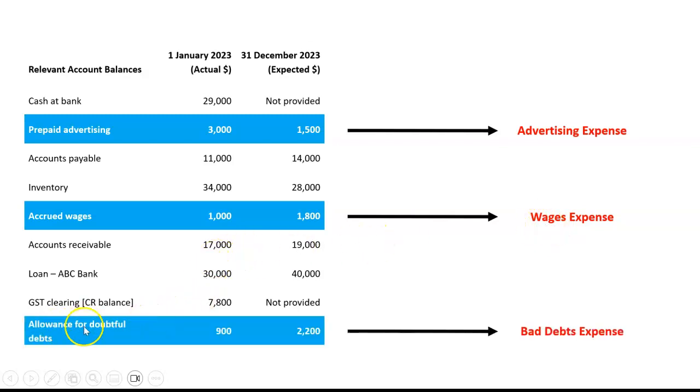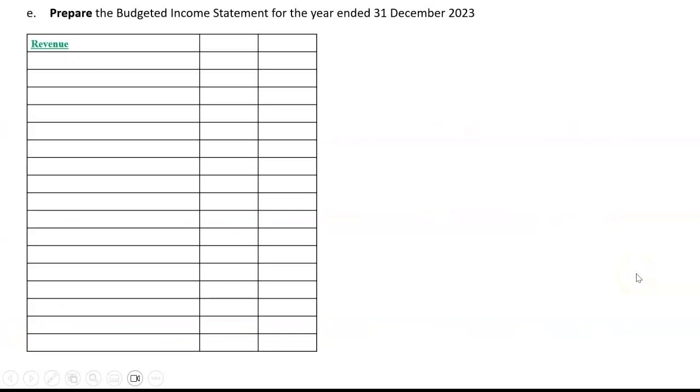And lastly, I've got the allowance for doubtful debts. Well, that will be related to my bad debts expense. So this is our allowance for people that we think might be unable to pay their account, and that will be related to the bad debts expense that we need to declare. So before we actually start, we just want to be aware that when we do get to these points, we better factor that in.